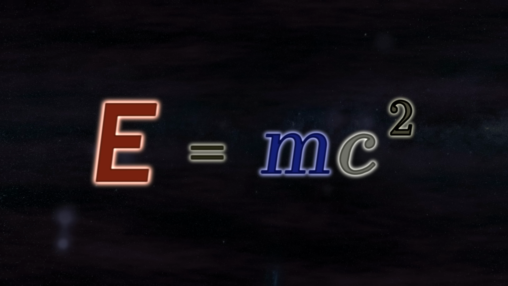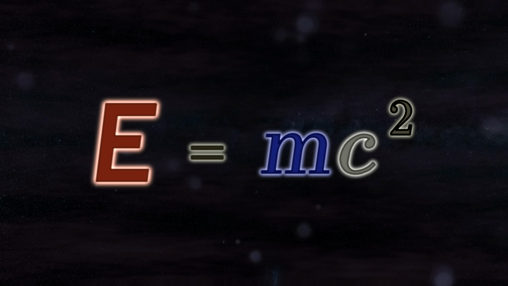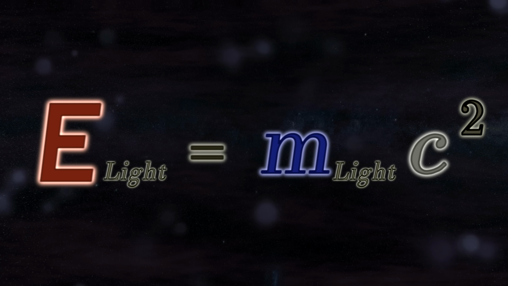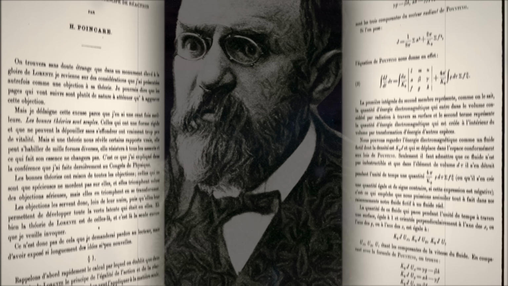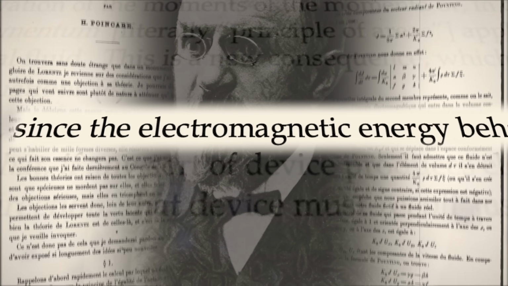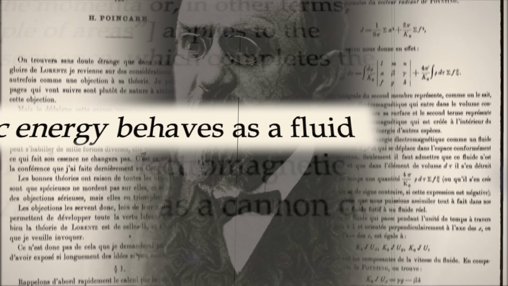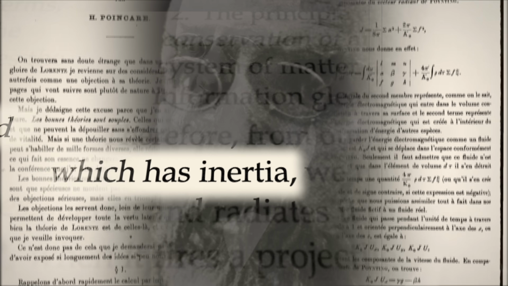But of course, this equation is not yet so much telling us about mass-energy equivalence as it's contextualizing the mass of light in terms of its energy. And indeed, in his 1900 paper, Poincaré arrived at this exact conclusion, writing that the electromagnetic field should be regarded as a sort of fluid which, when set in motion, possesses its own inertia. That is, its own mass.